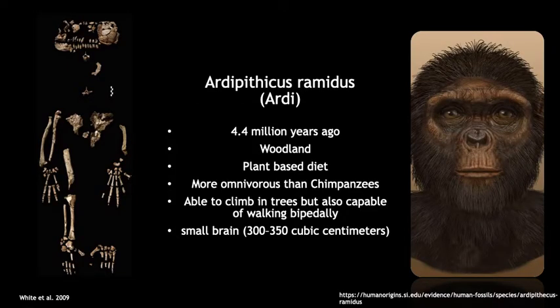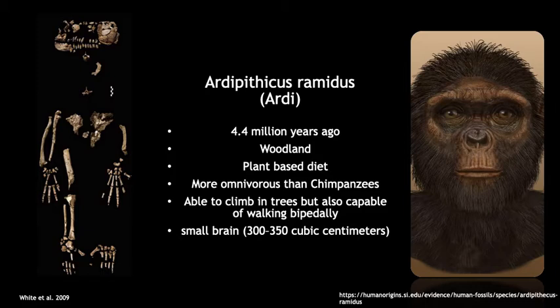So if we go right to the base of that tree, we have Ardipithecus ramidus. This is an individual who lived 4.4 million years ago. And the further back in time you go in the archaeological record, the less evidence we have for individuals. So there's only 110 specimens from this individual, so not very much evidence at all.